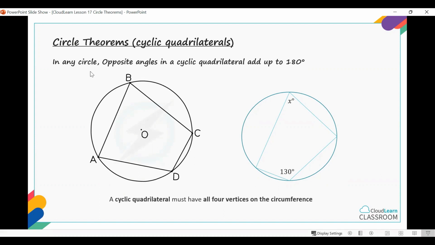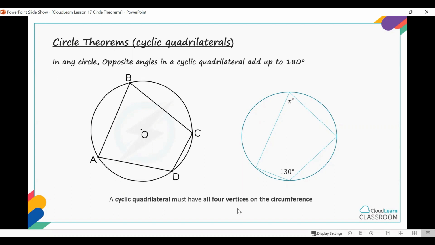So here is a new word for you, okay? I don't know why I put a capital O there because there's a comma. I'm sorry about that. Bad grammar from me today. But in any circle, opposite angles in a cyclic quadrilateral, maybe pronounced cyclic quadrilateral, I use cyclic, add up to 180 degrees.